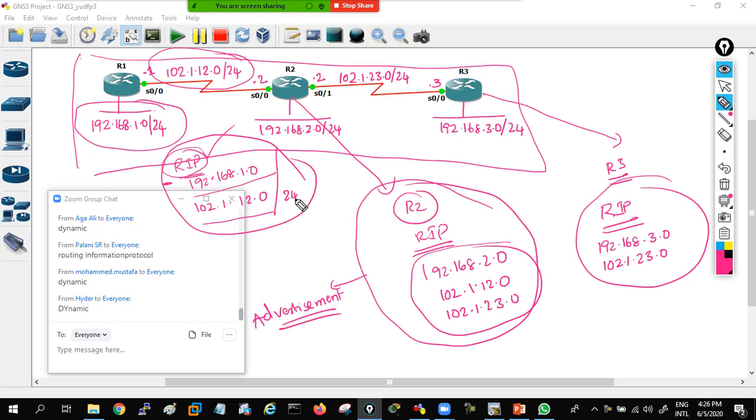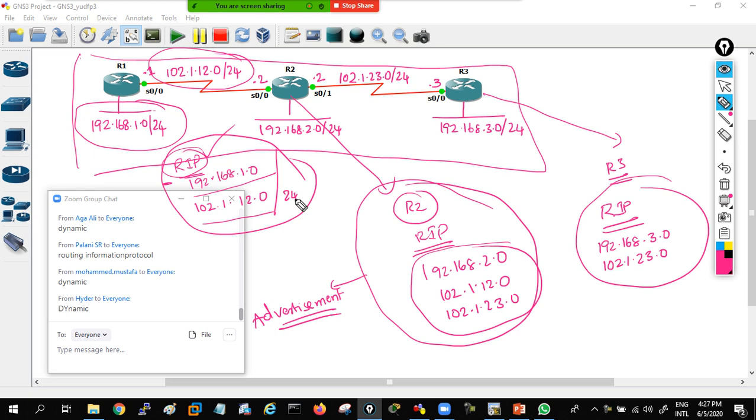So in the dynamic routing protocol, what do you have to do? You need to advertise your own networks. That's it. You need not care about other networks. Other routers, what they are connected to, you don't worry about that. Only advertise your own networks which are connected to you directly. Correct?